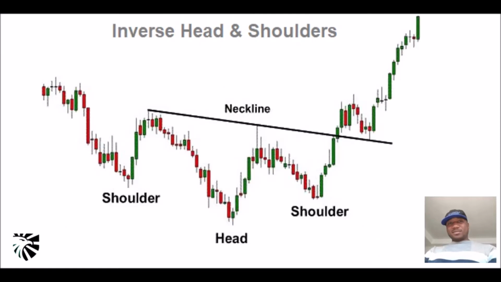Now we have inverse head and shoulder. It's the same thing. It's just that we have it upside down, inverse. So we have left shoulder, the head, the right shoulder and the neckline. So we have 2 types of head and shoulder. And mind you, we have 3 types of neckline, which I'll be talking about in this video. The rising neckline, the horizontal neckline, and the falling neckline. I will be discussing each of these in this video.